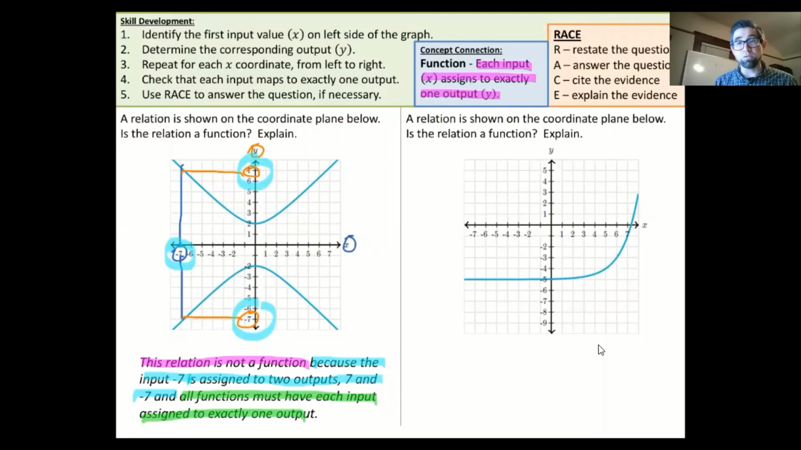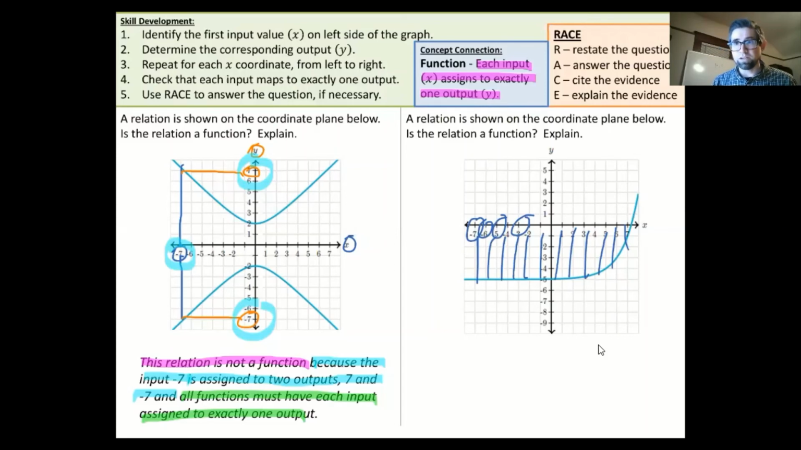All right, welcome back. Hopefully you paused and tried this one. Let me go ahead and tell you, this example is a function. I know this is a function because anywhere I go on this x-axis, any one of these inputs, I only go down to one place on this relation. So I would say I know this example is a function because each input is assigned to exactly one output.